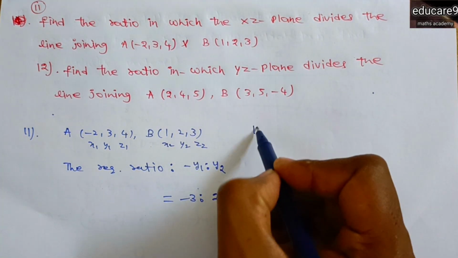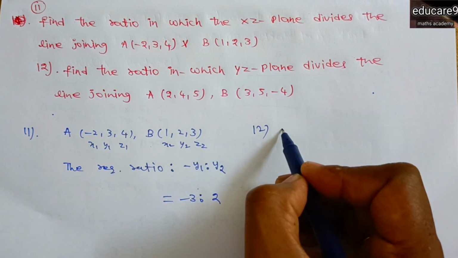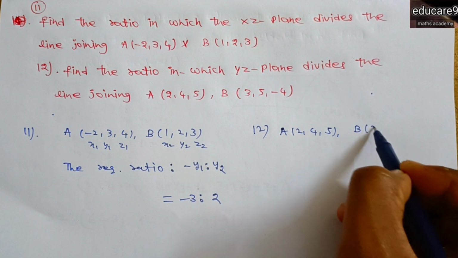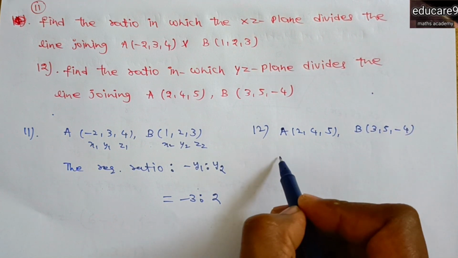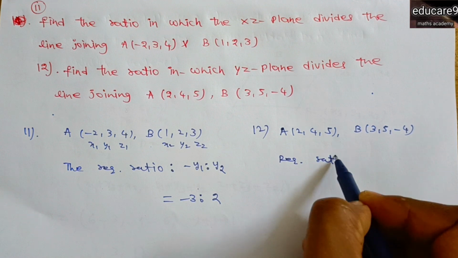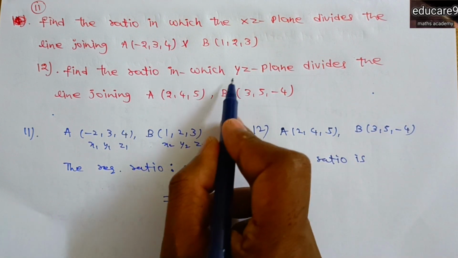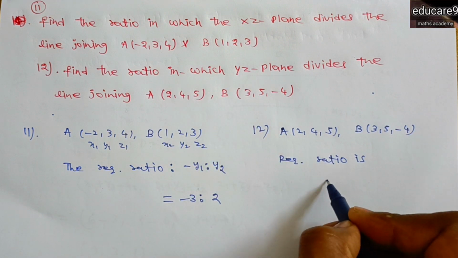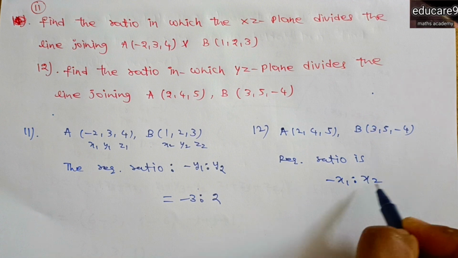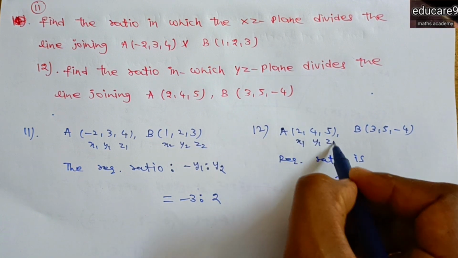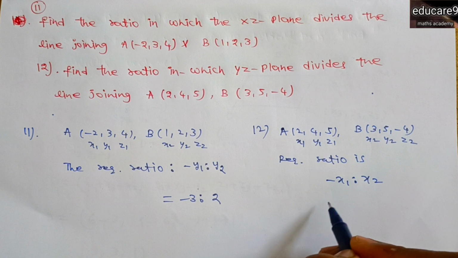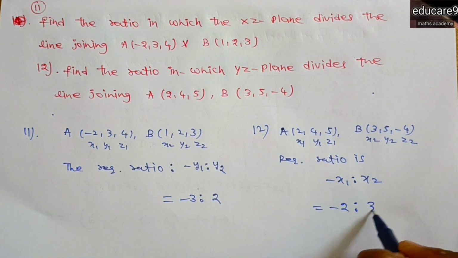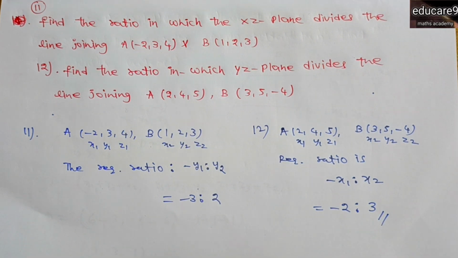Similarly, question number 12. Here the given points are A (2, 4, 5) and B (3, 5, minus 4). See here, the YZ plane is given. Which axis is missing? X axis. So the required ratio is minus x1 is to x2, where this is (x1, y1, z1) and (x2, y2, z2). Therefore x1 is 2 and x2 is 3, so the answer is minus 2 is to 3.